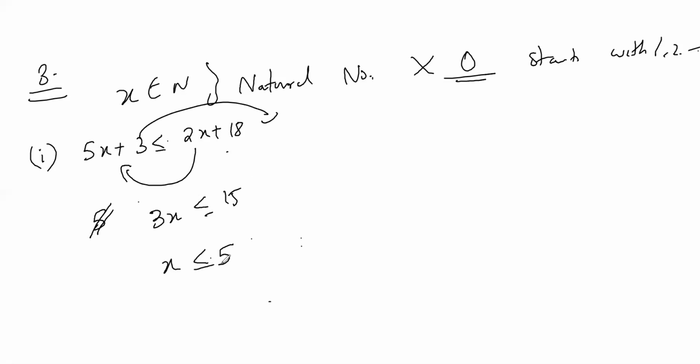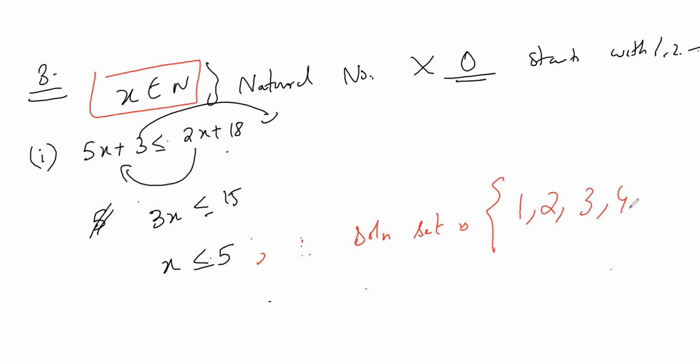Now what do we have to represent? We have to represent in x belongs to N. So how do I write that? Therefore the solution set is natural number, correct? So it starts from 1, 2, 3, 4 and it includes 5. Why? Because equal to is given. If equal to is not given, if it is less than, we have to stop till 4. That's all.